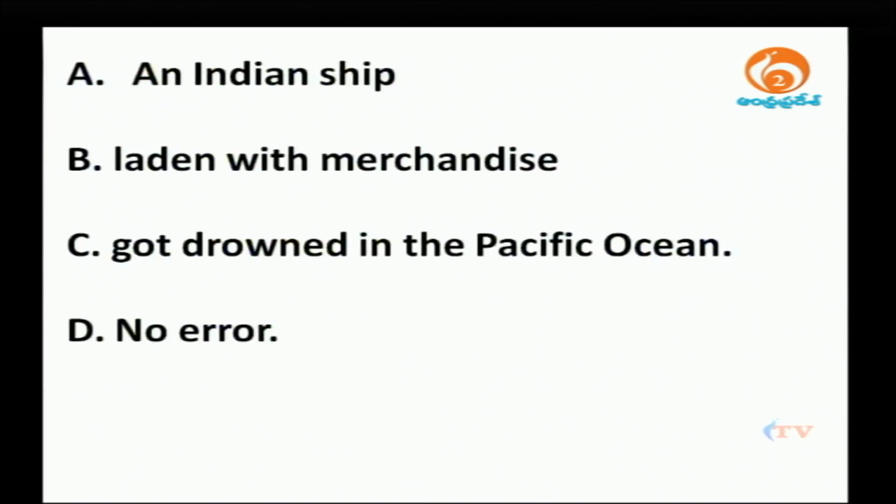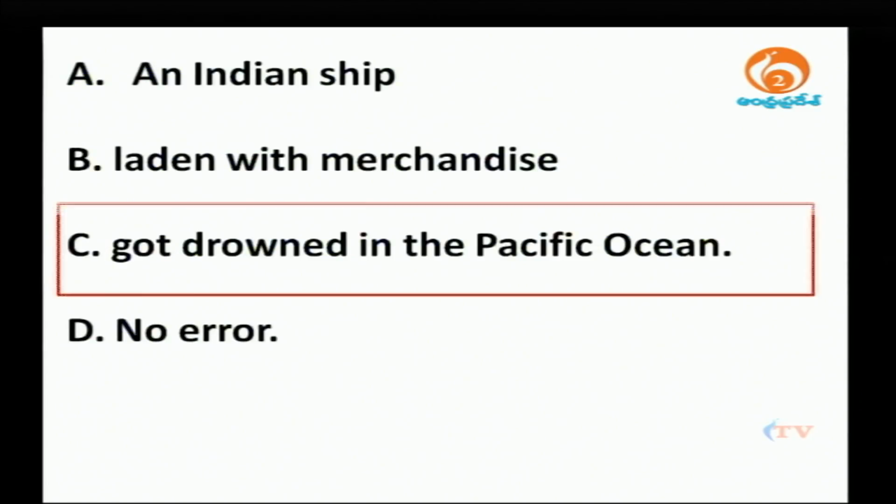Okay, let's move on. An Indian ship laden with merchandise got drowned in the Pacific Ocean. Laden with merchandise means loaded with merchandise, products. Please read, you will be able to find out where the error is or if there is no error at all. Okay, C is the stem where there is an error. An Indian ship laden with merchandise drowned in the Pacific Ocean. That's it, got is not needed.